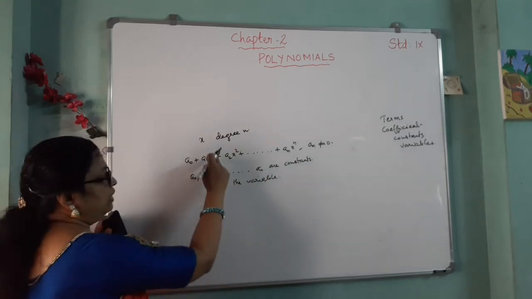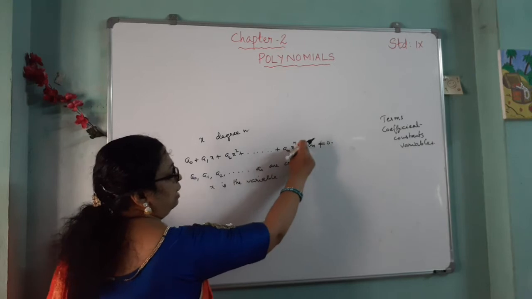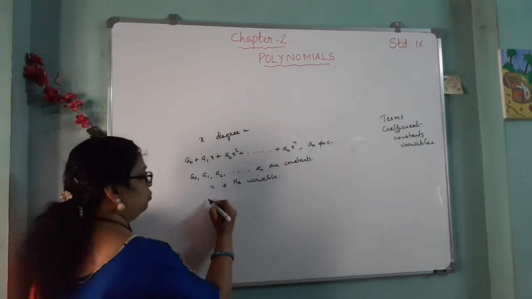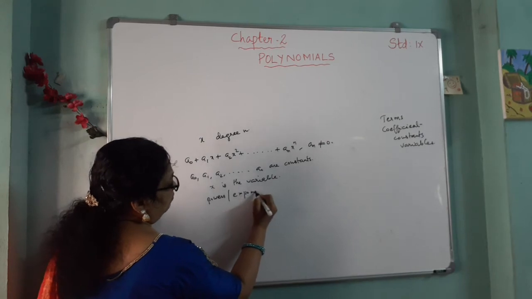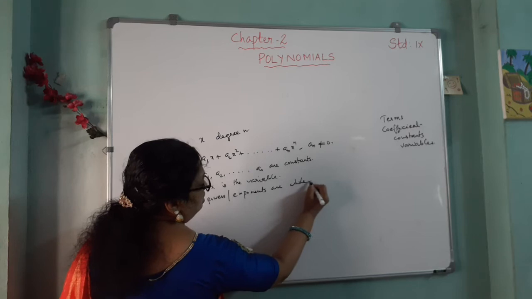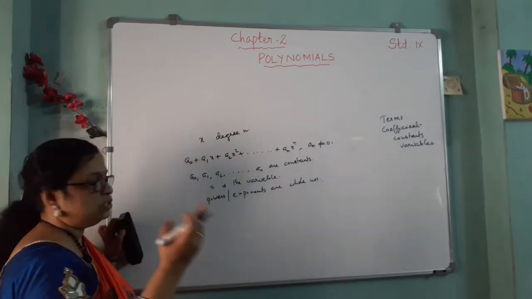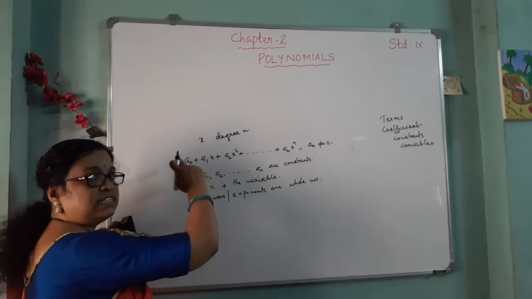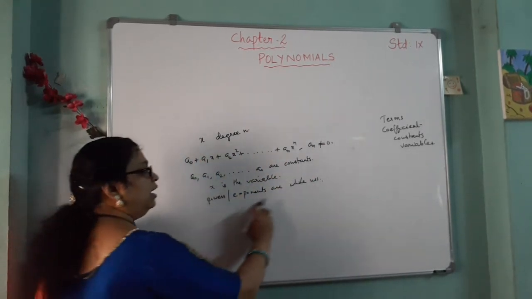And the power of x here is 1, here 2, etc. up to n. That is the powers or exponents. Powers or exponents are whole numbers. Here a0 means a0 into x raised to 0. There the power of x is 0. So 0, 1, 2, 3, etc. up to n. That all are whole numbers.